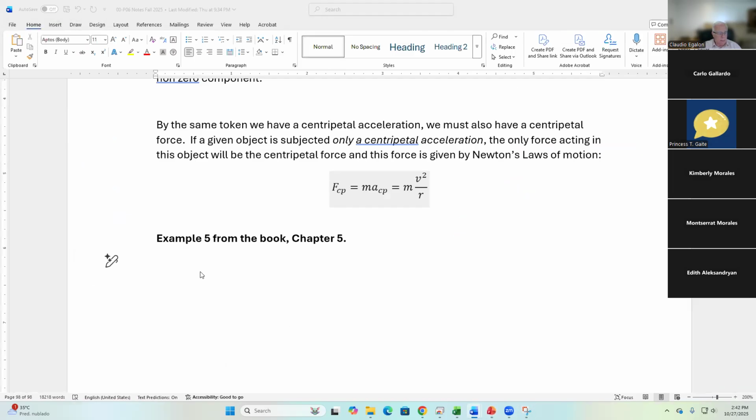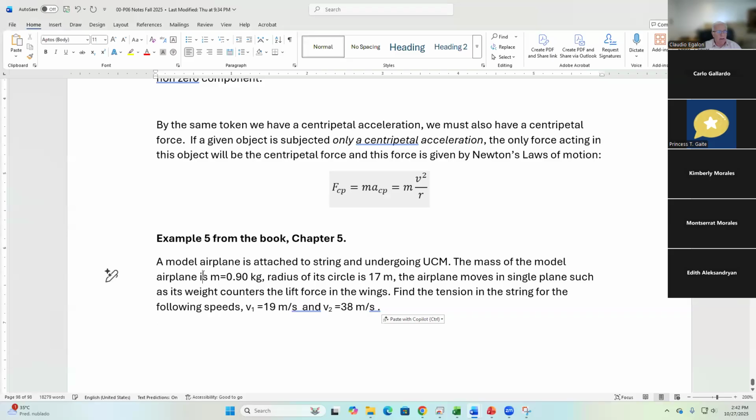So here you go. That model airplane is attached to a string and undergoing uniform circular motion. The mass of the model airplane is almost 1 kilogram. The radius of this circle is 70 meters. The airplane moves in a single plane, right? Such that its weight counters its lift force in the wings. That's another force. Find the tension in the string for the following speeds: V1 equal to 19 meters per second, V2 equal to 38 meters per second. Okay?